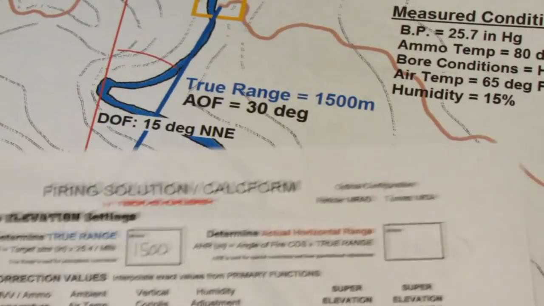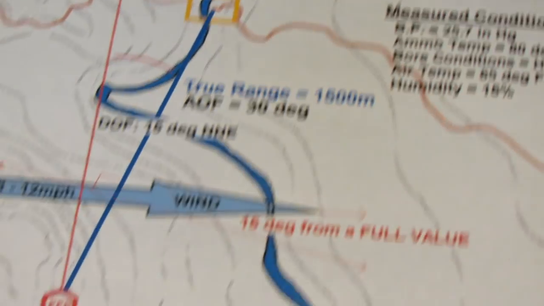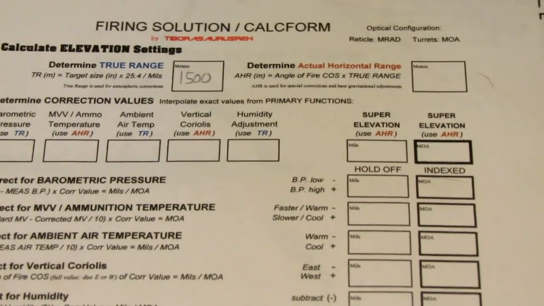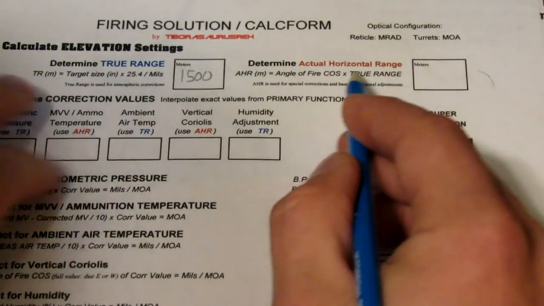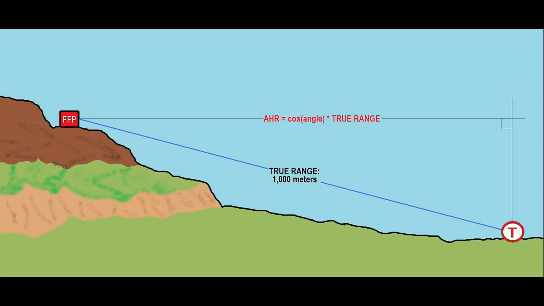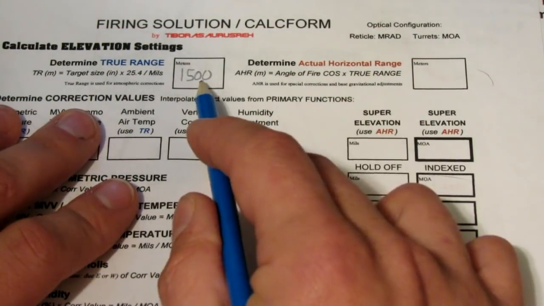In our situation here, we're firing from an elevated position, shooting down, and our angle of fire is 30 degrees. Let's say we're shooting downslope at 30 degrees. That's going to be pretty significant. So let's take a look at this. In order to figure out your actual horizontal range, we have the formula right here. Actual horizontal range equals the cosine of the angle of fire, multiplied by the true range.